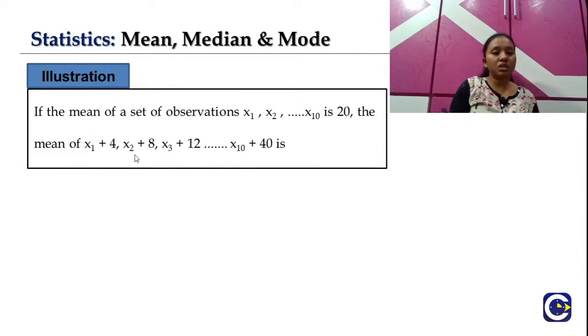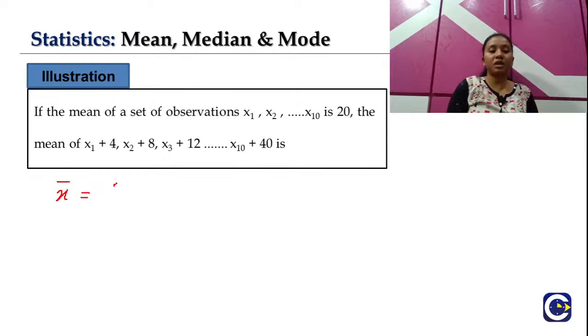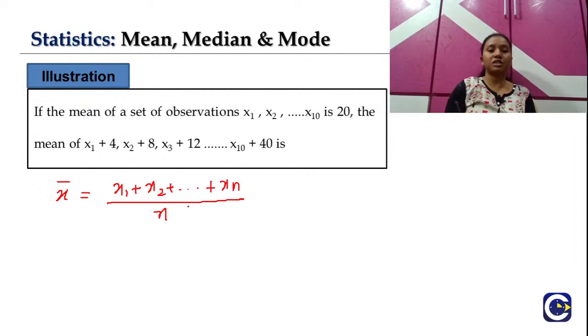So if the mean of a set of observations x1, x2 and so on until x10 is 20. So first let's write the mean formula. x1 plus x2 plus and so on until xn divided by n. So this is our mean formula. By applying this, you have to solve this question.